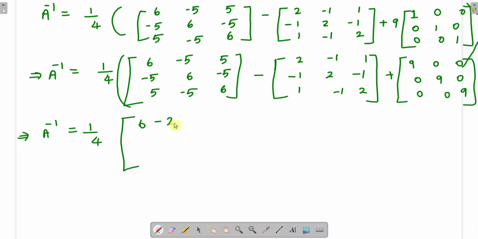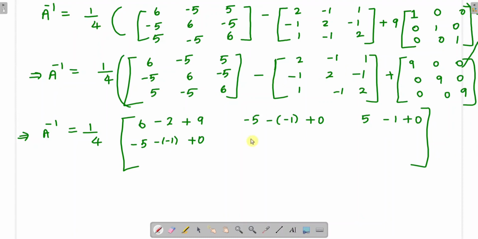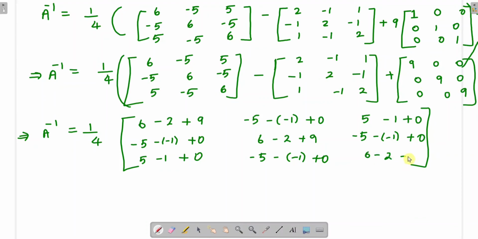So 6 minus 2 plus 9, then minus 5 minus of minus 1 plus 0, then 5 minus of 1 plus 0, then minus 5 minus of minus 1 plus 0, 6 minus 2 plus 9, minus 5 minus of minus 1 plus 0, then 5 minus 1 plus 0, minus 5 minus of minus 1 plus 0, and 6 minus 2 plus 9.